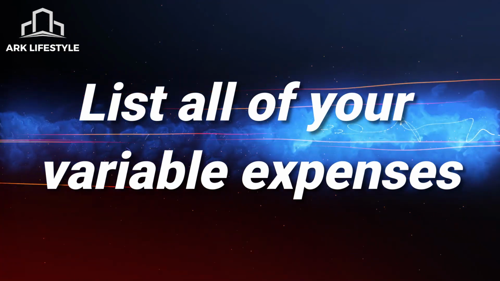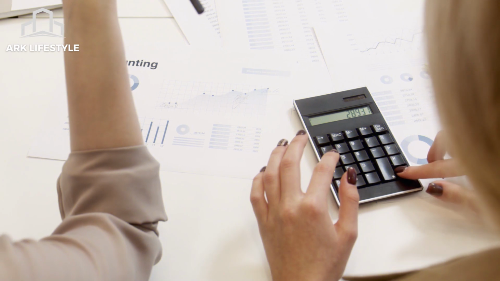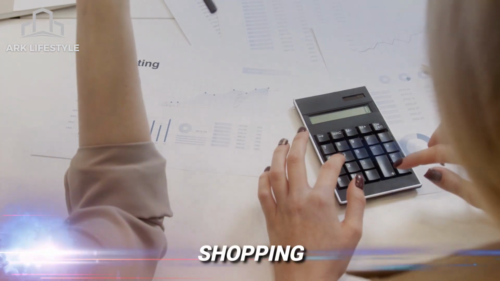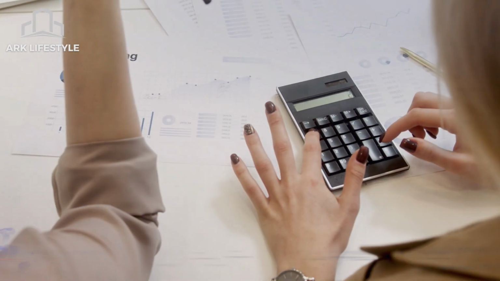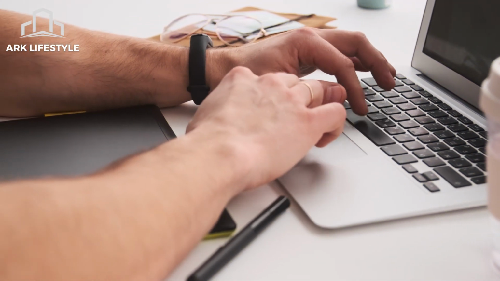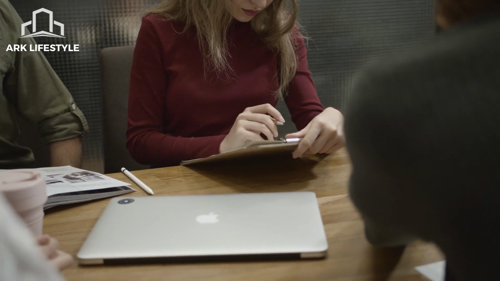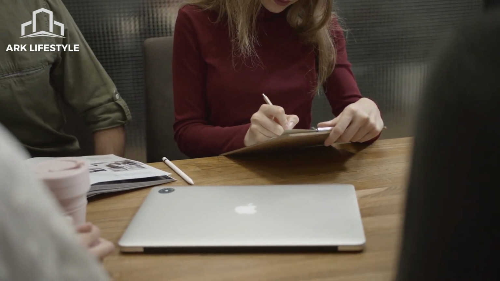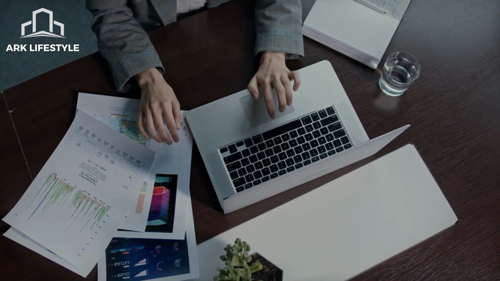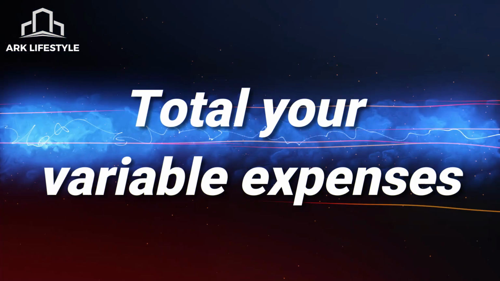Step 4. List all of your variable expenses. Variable expenses are expenses that change from month to month, such as groceries, restaurants, shopping, fitness classes, and gifts. To estimate your variable expenses, check your receipts and online banking and credit card statements, and don't forget apps like Venmo and PayPal. List every single thing you spent money on last month and wasn't a fixed expense. Even though these numbers will change each month, starting with last month's purchases should give you a solid estimate of your spending habits.